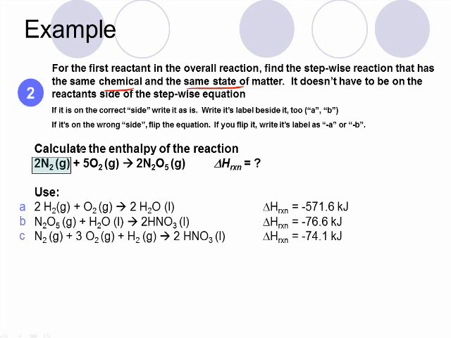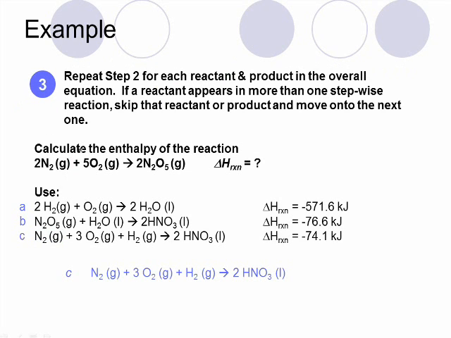Our first one is N2. And we see an N2 there. So we're going to write that here. C, N2 plus 3O2, H2 goes to HNO3. And see, we don't have to write it in order as A, B, C. We can write equation C first. Now we'll repeat step 2 for each reactant and product in the overall equation. If a reactant appears in more than one stepwise reaction, skip that reactant or product and move on to the next one.